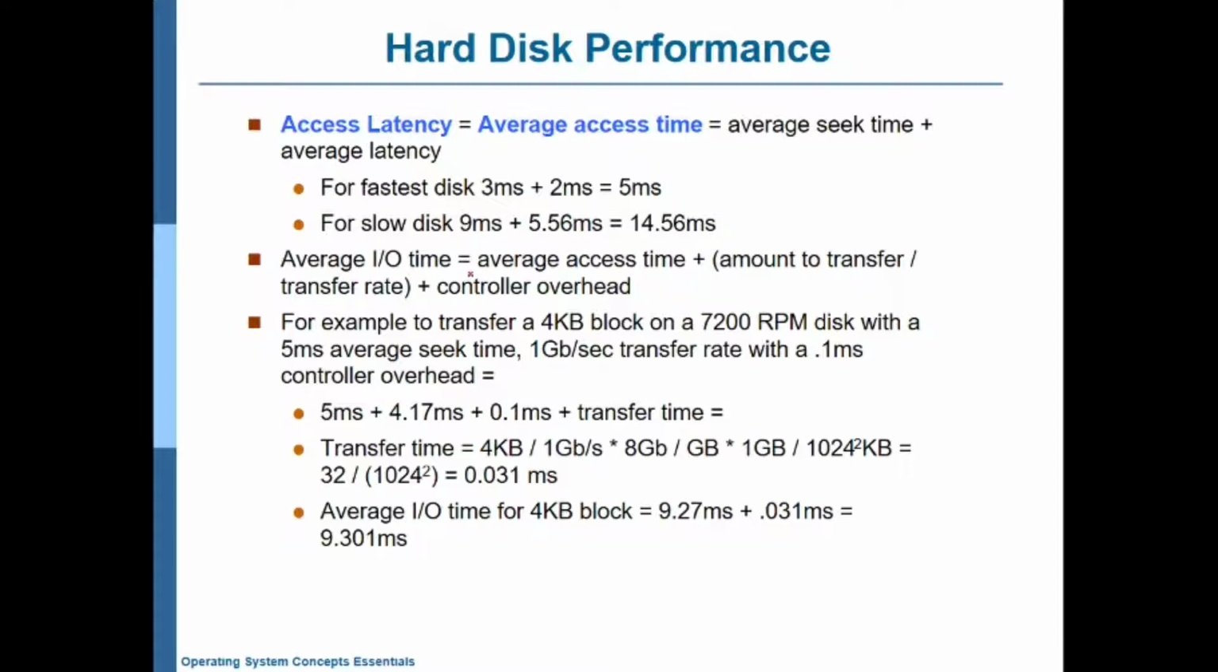Average input output time equals average access time plus the amount to transfer divided by the transfer rate, plus control overhead. So this is what average input output time equals: average access time plus amount to transfer divided by transfer rate plus control overhead.